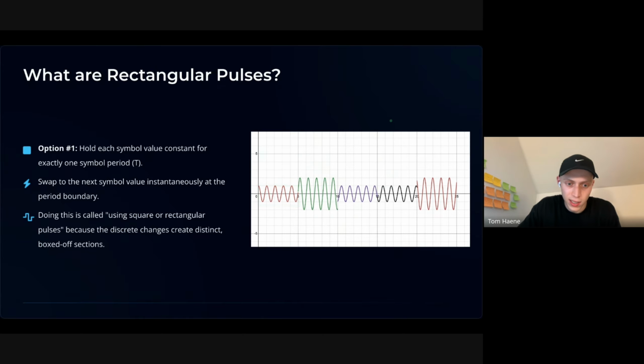This is the carrier state for this box, and the next box instantly changes, and there's no sort of gradual transition. It's just like boxes next to each other. That's why it's called rectangular pulses, because each one of these is like a pulse. So that's the first method of pulse shaping you'll learn about.